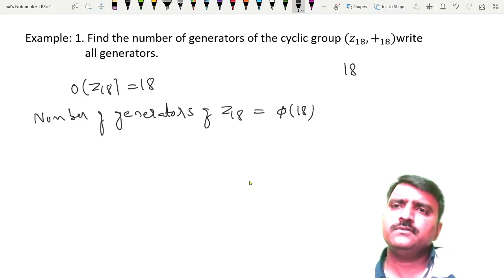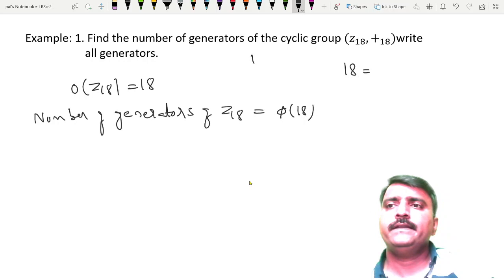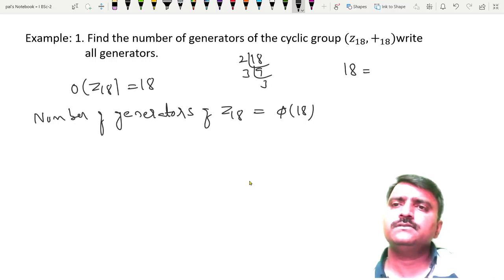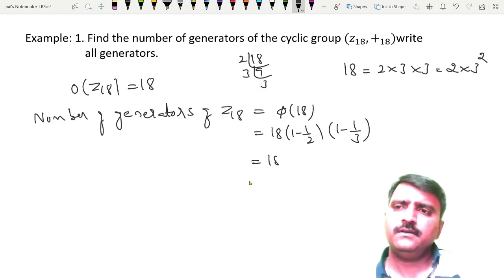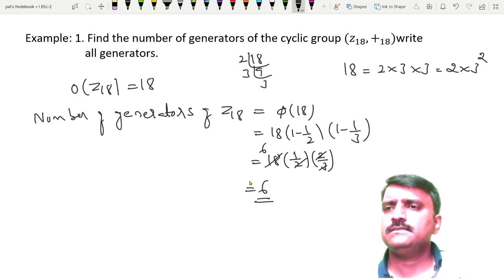So how can we write 18? 18 can be written as 2 into 3 into 3, which is equal to 2 into 3 square, which is equal to 18 into 1 minus 1 by 2 into 1 minus 1 by 3, which is equal to 18 into 1 by 2 into 2 by 3, which is equal to, 2 cancels, 3 ones are 3, 6s are 18. So there are 6 generators.